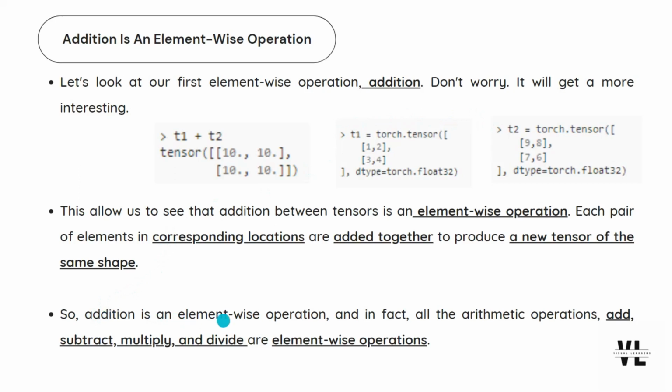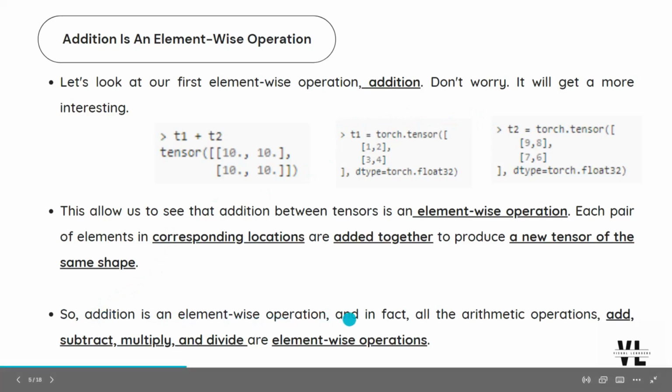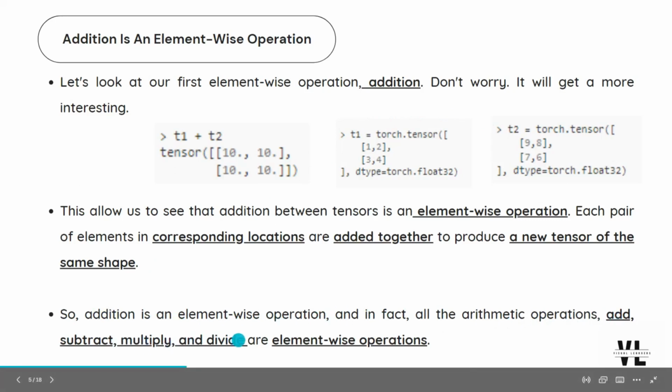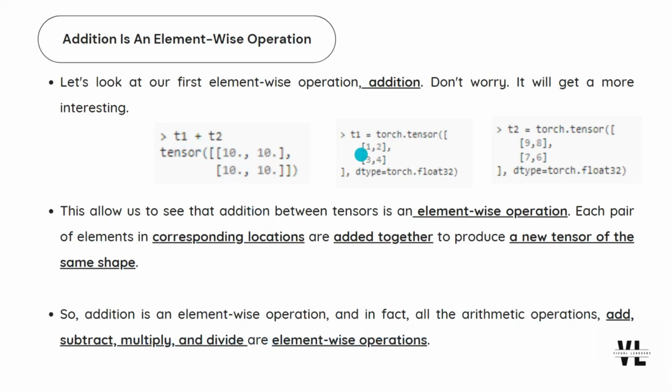So addition is an element-wise operation, and in fact all the arithmetic operations such as add, subtract, multiply, and divide are also element-wise operations. If addition executes an element-wise operation between two matrices, then you can assume that all of the other arithmetic operations also perform element-wise operations between two tensors.